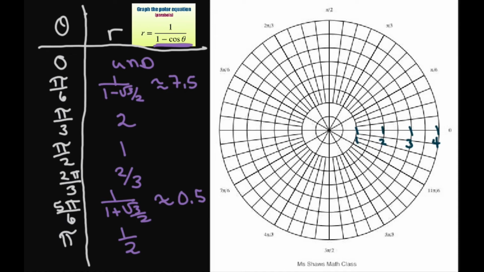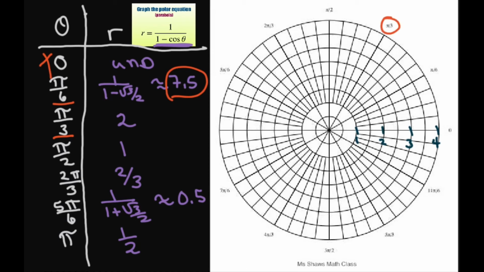Let's plot some points. I went ahead and did my graph from 1 to 4. At 0 it's undefined, so let's skip that part, which means it's not going to cross over at 0 here. At pi divided by 6, we're going to 7.5, so I want to graph that one last because I didn't save room. I want to make it as big as I can for the video. So let's start with pi divided by 3.